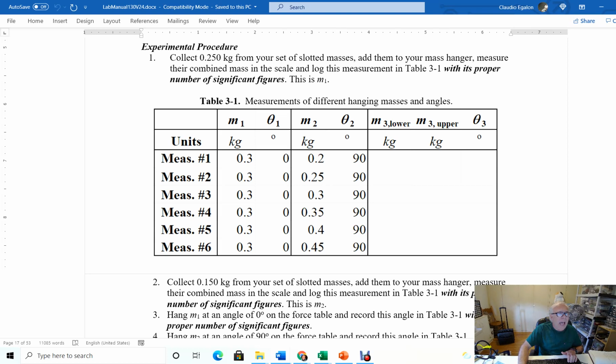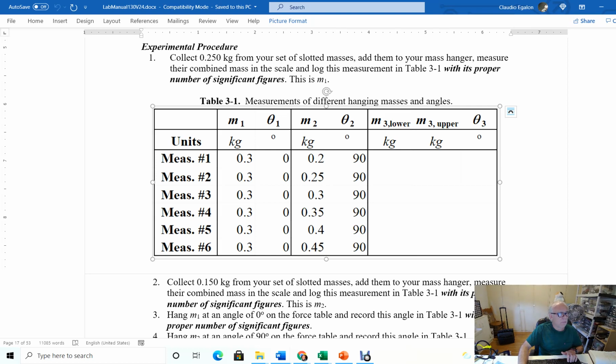And then what's the highest mass that will still have an equilibrant force that will cancel the force that those two apply? Okay, theta 3, you're going to find out before you load the mass holder with the slotted masses. Don't forget, the net mass is going to be the mass of the mass holder plus the masses of the slotted masses that you load there on the mass holder.